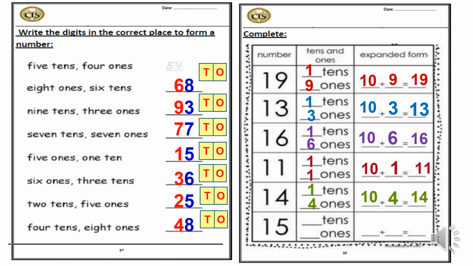The last one here, I have number 15. So in tens, I will write 1, in ones, 5. The expanded form equals 10 plus 5. So 10 plus 5 equals 15.